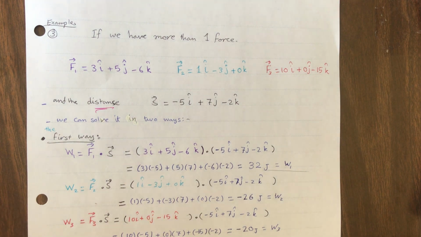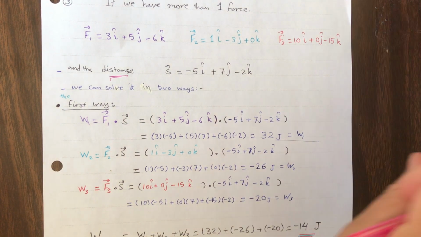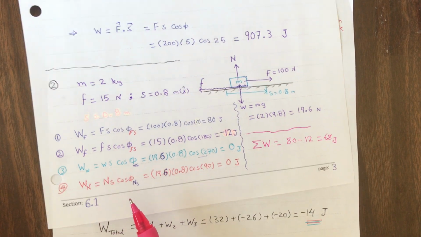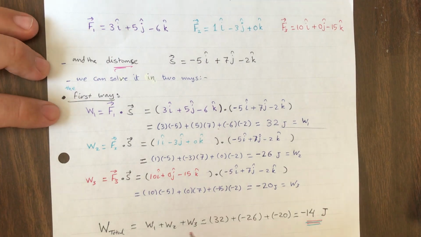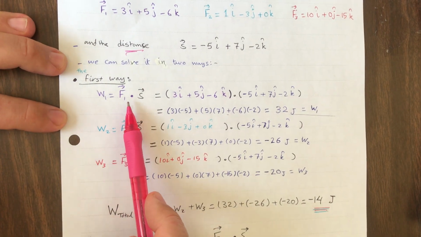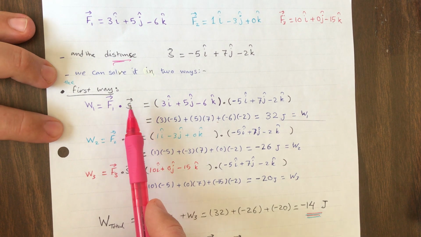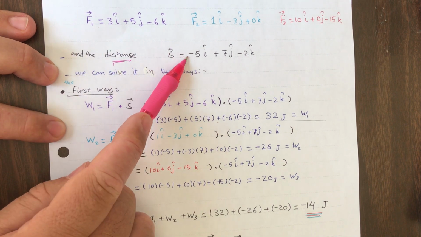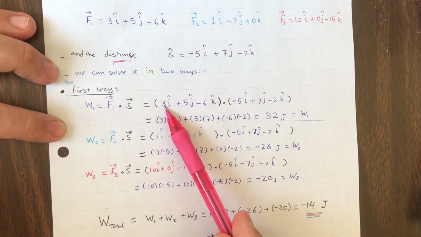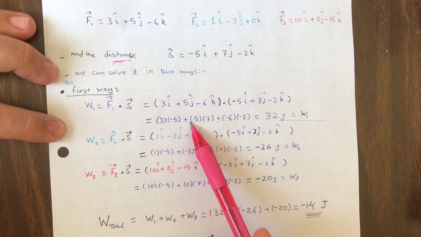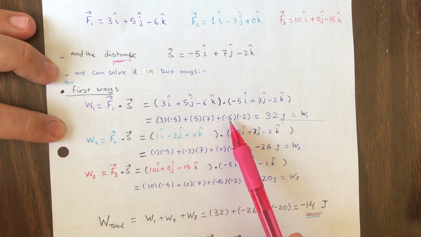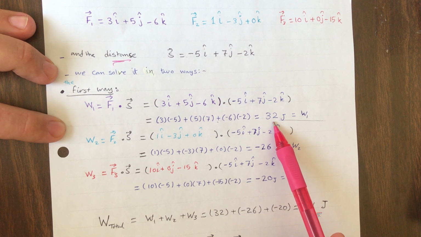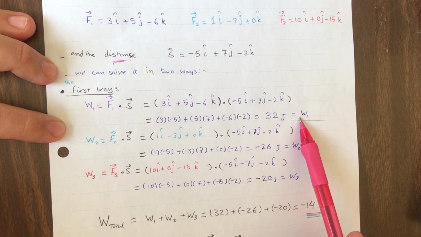We have two ways to compute the work. The first way, like the previous example, is to compute the work due to each force alone. So we have work 1 equal to F1 dot S. We need just to do the scalar product, F1 dot S. It is Fx Sx plus Fy Sy plus Fz Sz. Then the answer will be 32 joules for work number 1.